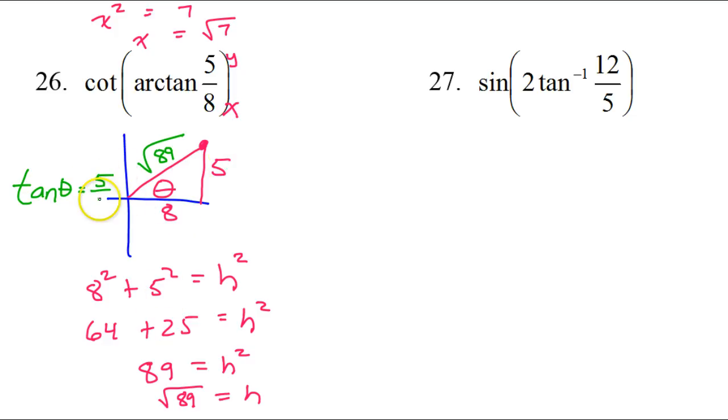It turns out I didn't really need to find the hypotenuse this time. I should have been more careful. Tangent, cotangent, those are reciprocals of each other. So obviously if the tangent is 5 over 8, then the cotangent is going to be 8 over 5. So I did not need the 89 at all. Okay, this was a waste of time.